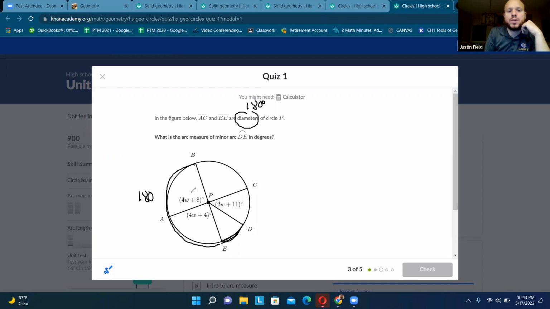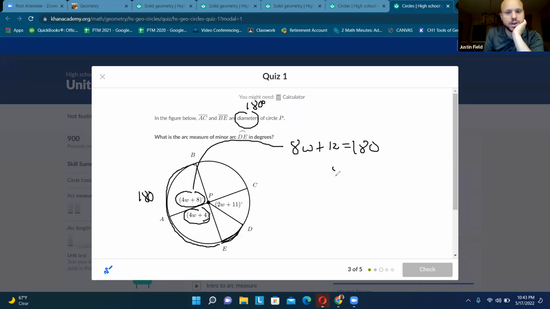So we know this is 180. We can set up the equation with these two central angles: 4W and 4W is 8W, and 8 and 4 is 12, equals 180. 8W equals, subtract 12, and you get 168. Divide by 8, and W equals 21. And so that's going to help me out.